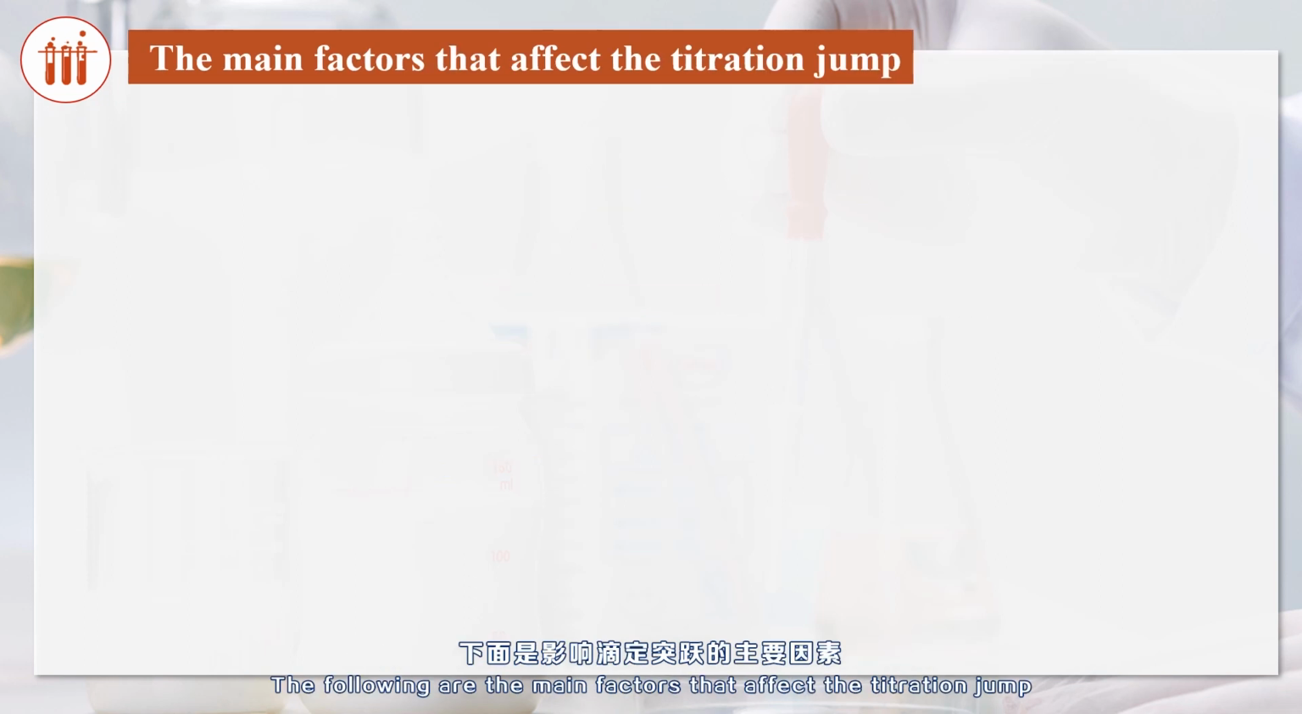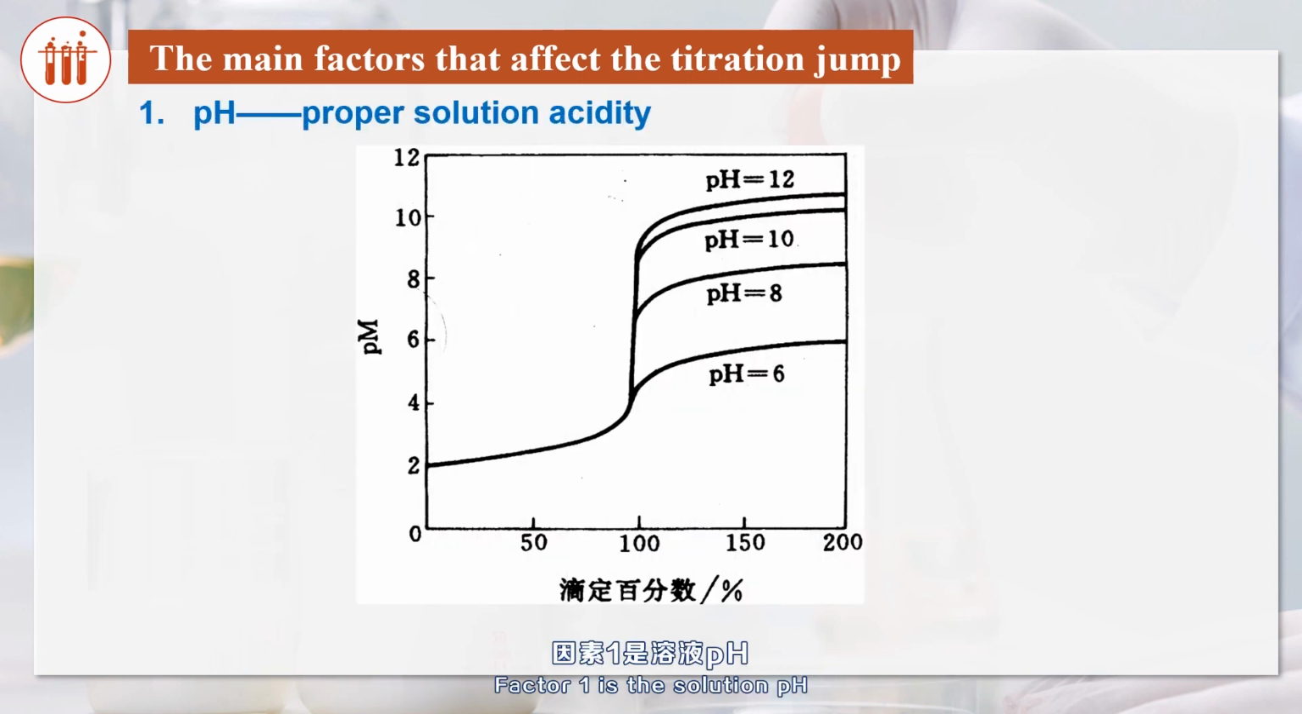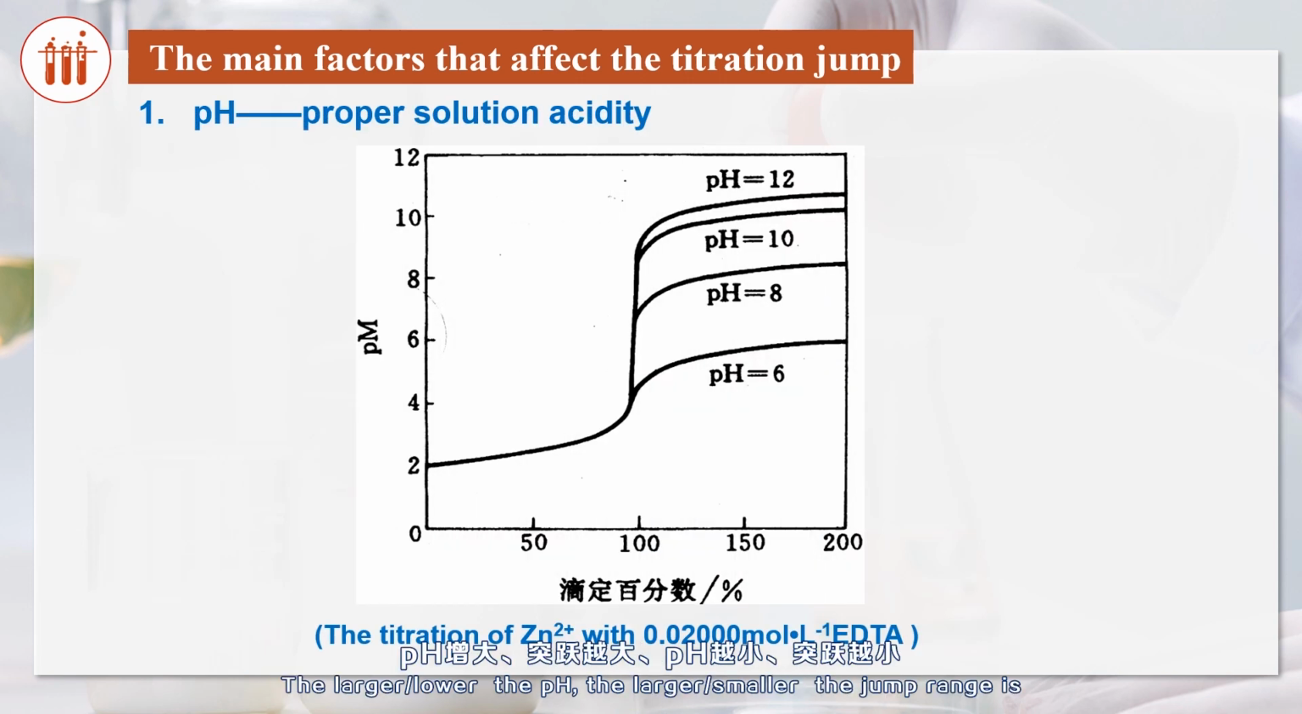The following are the main factors that affect the titration jump. Factor 1 is the solution pH. The larger the pH, the larger the jump range is. The lower the pH, the smaller the jump range is. The solution acidity can be controlled by buffer solution.